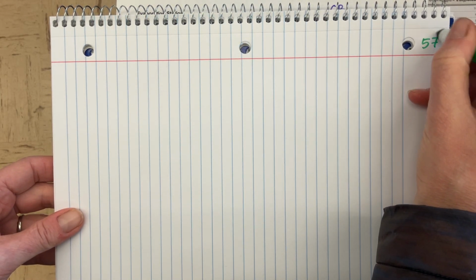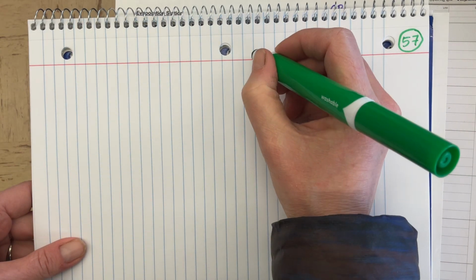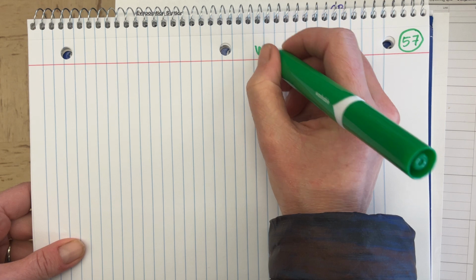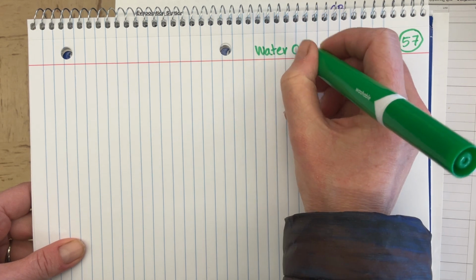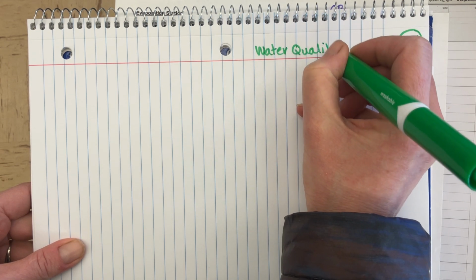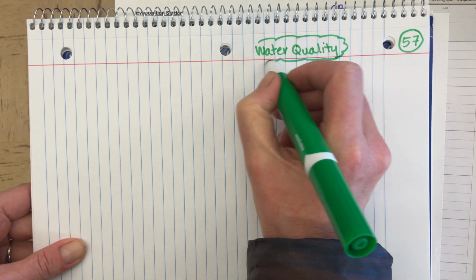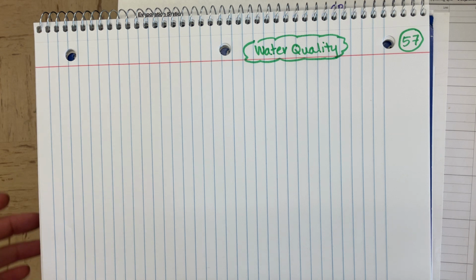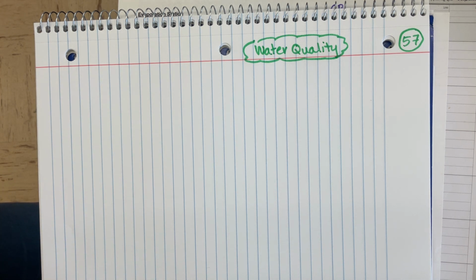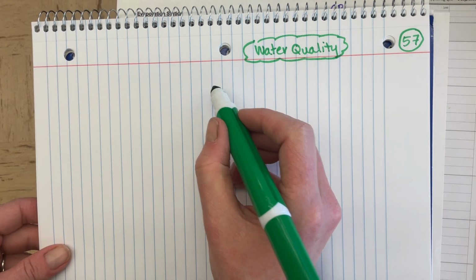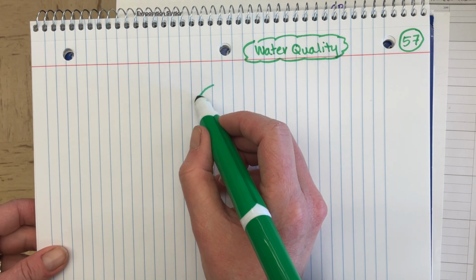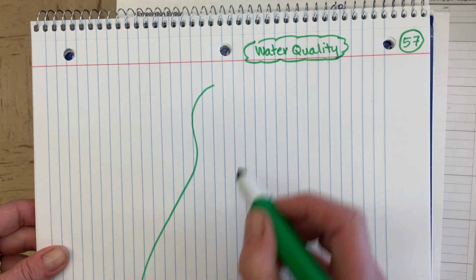Okay, we're on page 57 here. And we're going to title this Water Quality. And notice that I flipped my paper sideways for taking notes. Okay, we'll add our river, creek, right down the middle here.